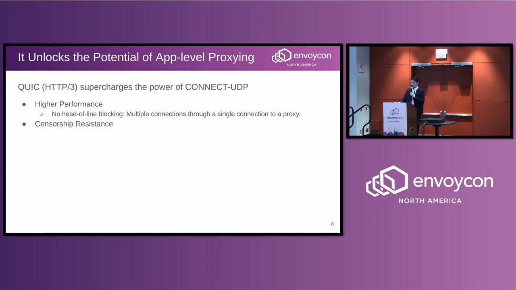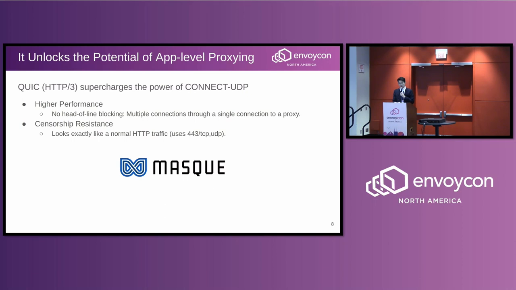Also, the traffic to the proxy and also the target looks exactly like normal HTTP traffic. So it provides an excellent censorship resistance property. And also, obviously, the traffic is encrypted with TLS 1.3 inside QUIC. CONNECT-UDP was standardized in the IETF MASQUE Working Group. And there are multiple efforts going on in the group to leverage those excellent properties of QUIC-based application-level proxying in other use cases.